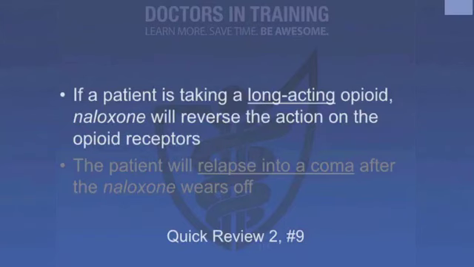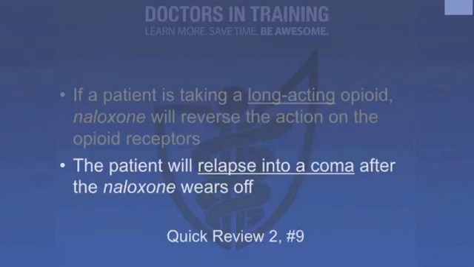Final question, what is one drawback of using the short-acting opioid antagonist naloxone? Well, if the patient is taking a long-acting opioid and you give naloxone, that's going to bring them out. It's going to reverse that action on the opioid receptors and bring them out of their opioid-induced coma from overdose. But then the naloxone is going to wear off, but they've got this long-acting opioid on board. So they're going to relapse into coma after the naloxone wears off.